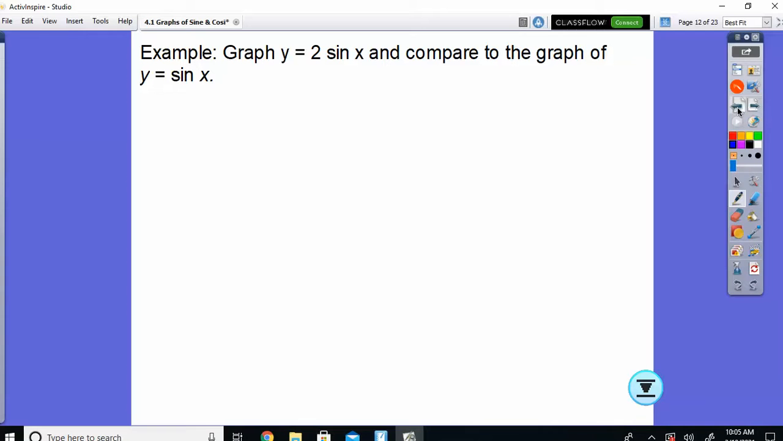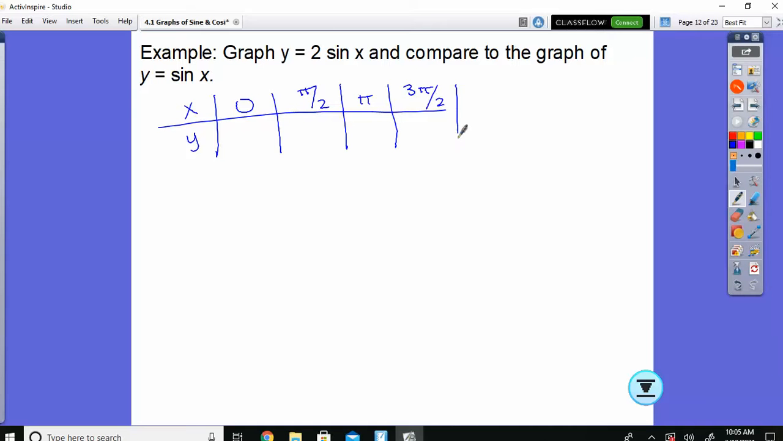If I want to graph 2 sine of x and see how that compares to my original, so let's do a table. The only points that I told you we really need to plug in are the quadrant breaks. So 0, pi over 2, pi, 3 pi over 2, and 2 pi. If you think about the unit circle, those are the points on the x and y axis.